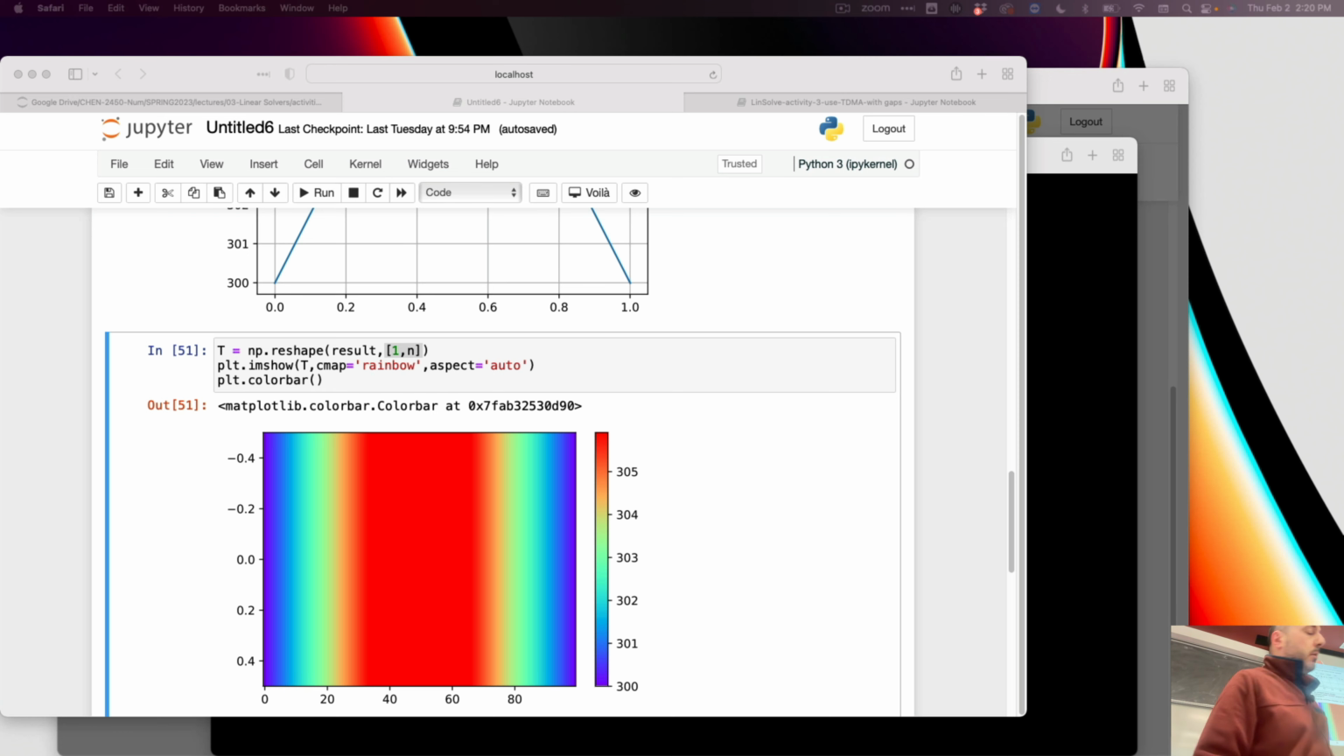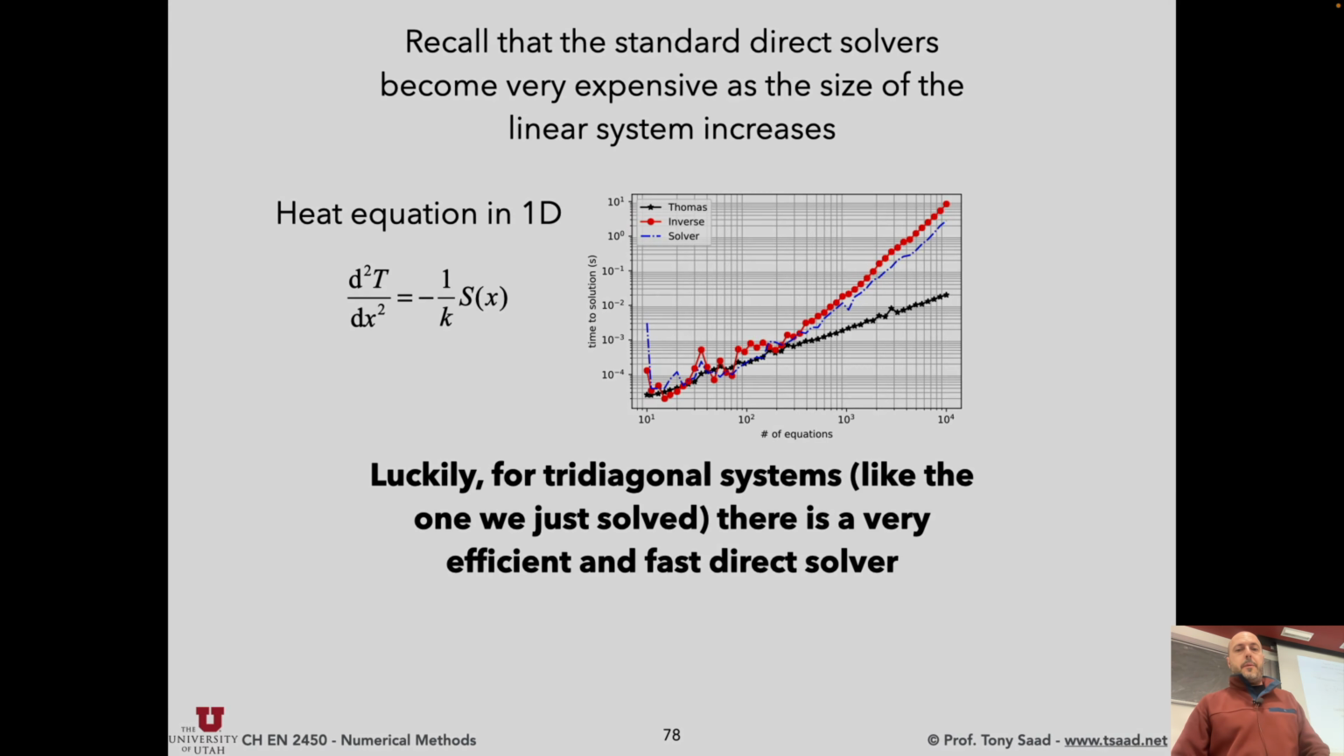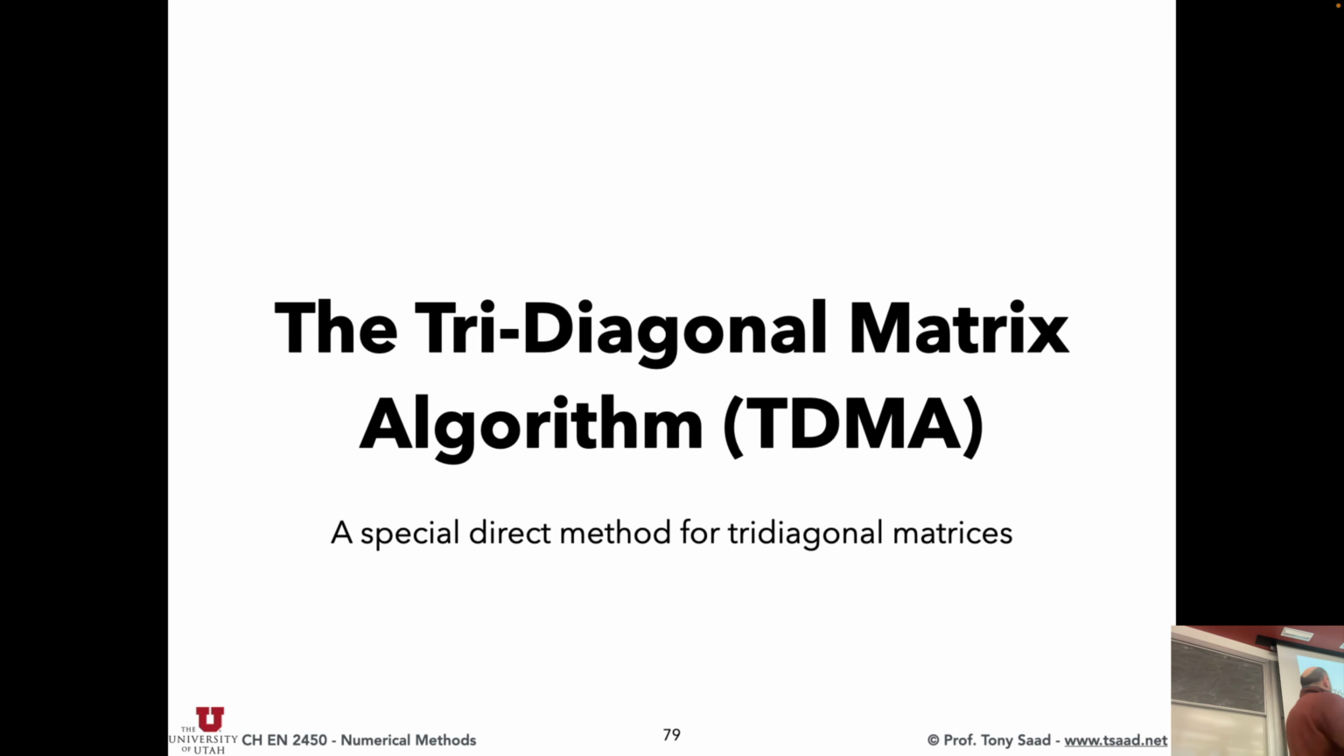Okay, let me just double check that I have the recording going on. This method is called the tridiagonal matrix algorithm. It's not a very ingenious name, right? It's a method to solve a tridiagonal matrix in a very efficient way. The method is called TDMA, also referred to as the Thomas algorithm. So we will use that name interchangeably: TDMA or Thomas or tridiagonal matrix algorithm.